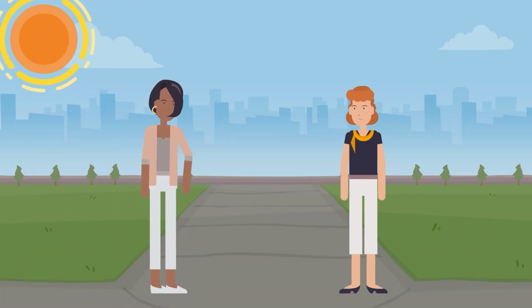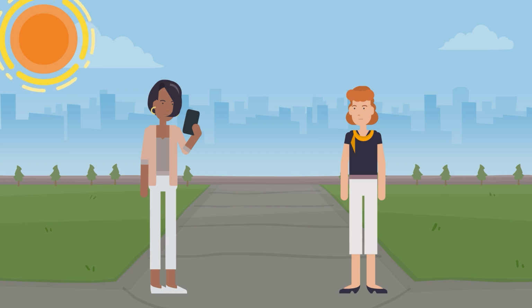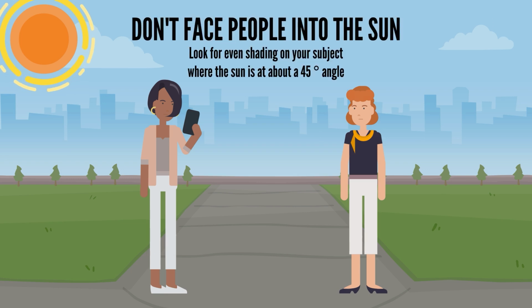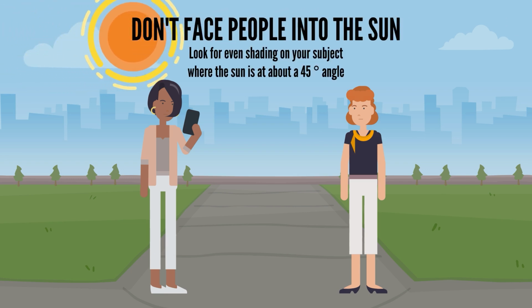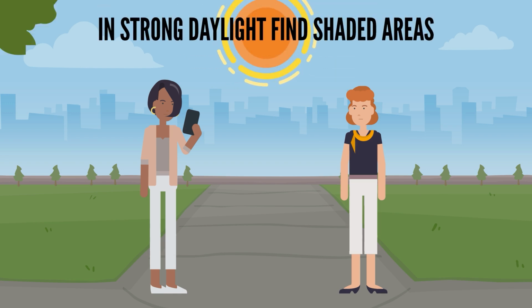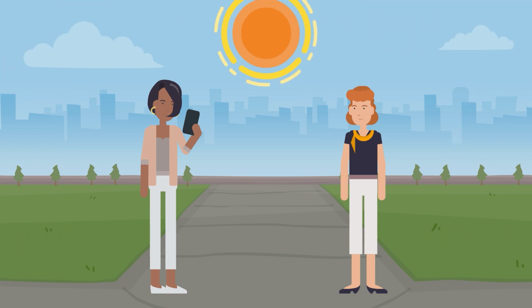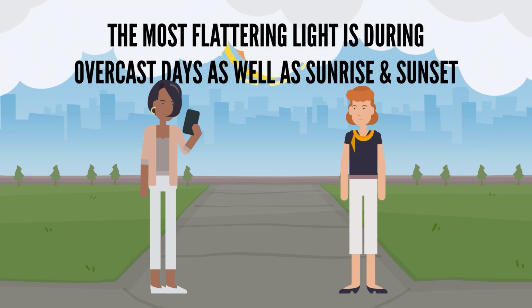First off, avoid using flash. In extremely dark environments, it may be appropriate, but it is generally an uneven way to light. Avoid facing people directly into the sun. Ideally, the sun should be about 45 degrees to your subject's shoulder. In strong daylight, find areas that are in the shade. The best times to shoot people are on overcast days, as well as at sunrise and at sunset.